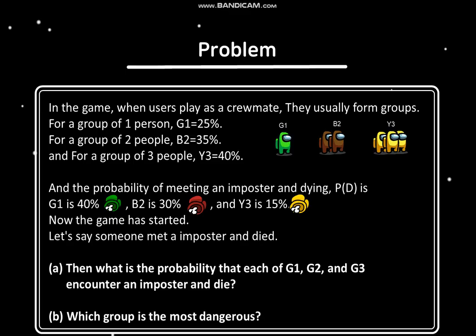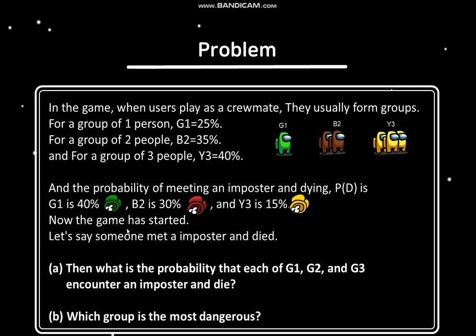Here is the problem, and I made it. The problem says that in the game, when users play as a crewmate, they usually form groups. A group of one person, G1, is 25%, a group of two people, B2, is 35%, and a group of three people, Y3, is 40%. The probability of meeting an imposter and dying, PD, is 40% for G1, 30% for B2, and 50% for Y3.